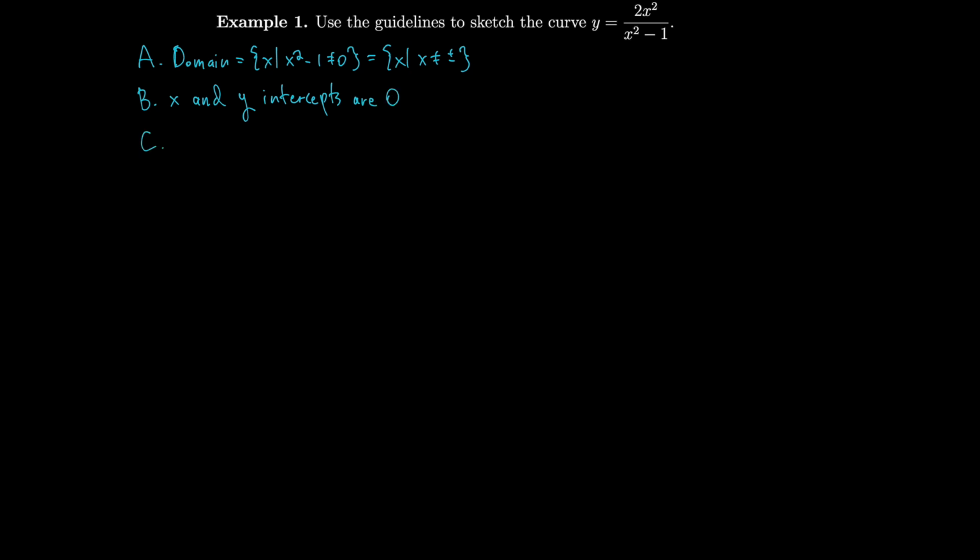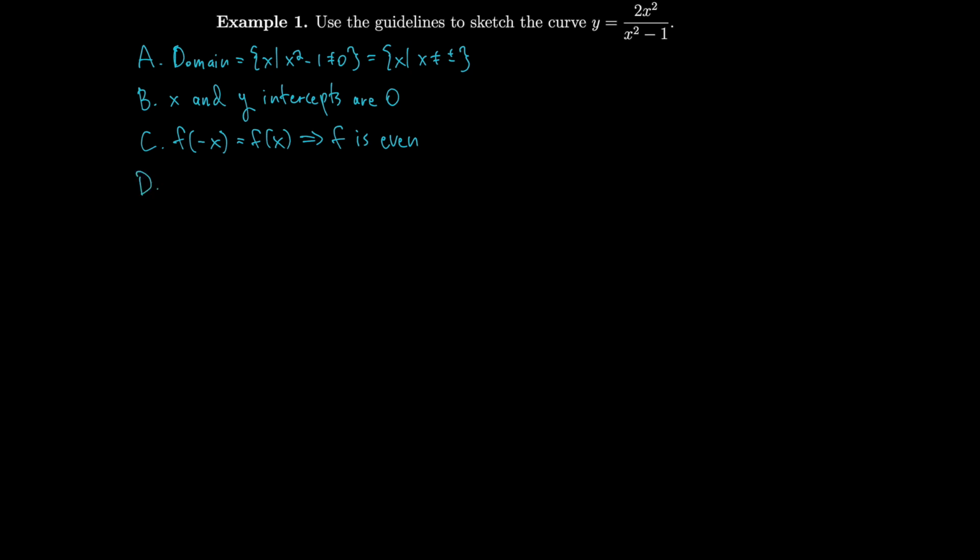For c, we're looking for symmetry. If we plug in minus x for x, then we get minus x squared, so it becomes the exact same thing as before. So it looks like this function is even, because f of minus x is equal to f of x. So that means it's symmetric around the y-axis, left-right symmetry.